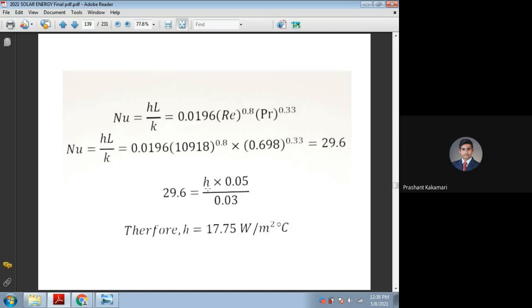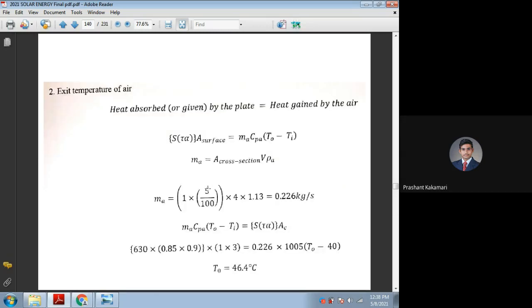But experimentally it is not possible. So assuming that balance, to find the exit temperature, we know that heat gained by the air will be equal to heat absorbed by the plate.